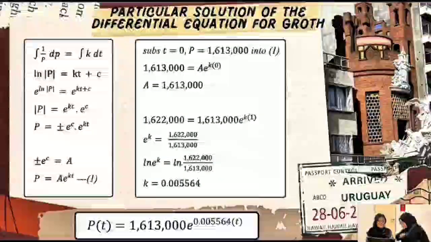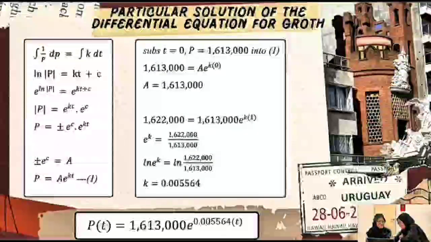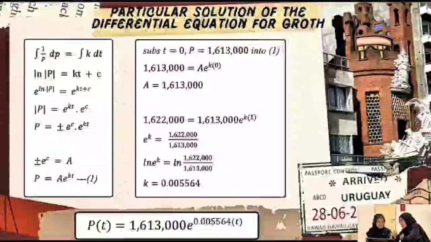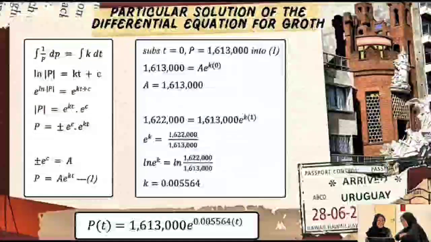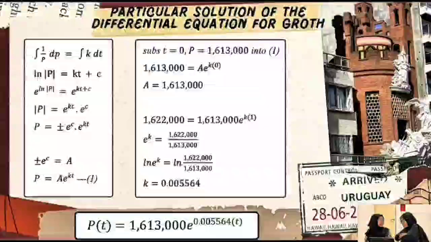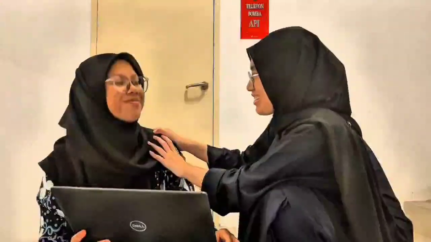Oh, so to find the value of k, we need to substitute the value of t and P like we did to find the value of A. Yes, so after you get the value of k, you can substitute it into the general equation. So, we can get the particular solution. This is the particular solution. Yes. Oh, now I know. Thank you, Alisa. You're welcome.